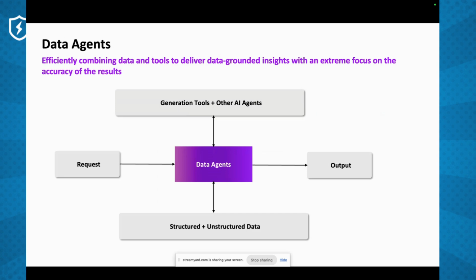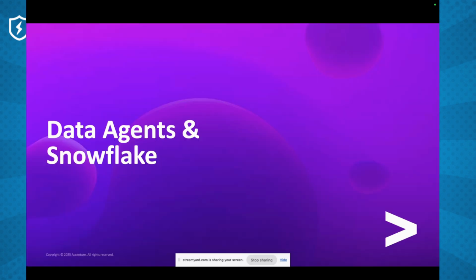Now, taking you to data agents, because that is the play that Snowflake has, and I'm going to talk about a lot of data agents that Snowflake has given in the second half of this presentation. In simple words, data agents combine data along with tools to make sure you get the right insights. If you see here, you have a data agent, there is a request, there is an output, but above and below we are talking about all the tools, which are generation tools, other AI agents, and then data, structured and unstructured data. And that is what takes us to the next topic, which is data agents and Snowflake.